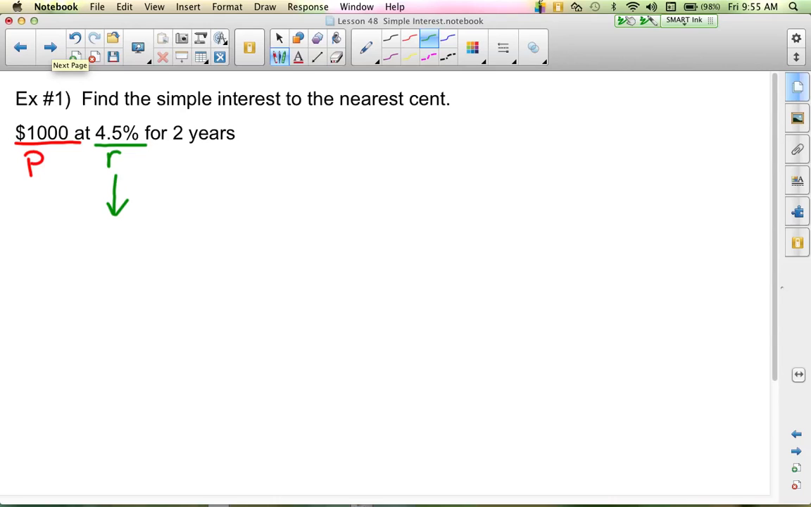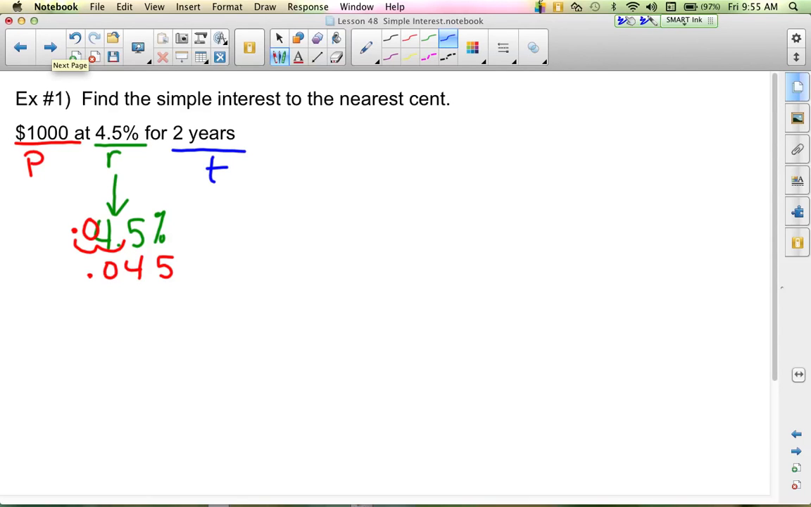So if you think back to lesson 45 that you did previously, to change a percent into a decimal, we start with 4.5%. To change that from a percent into a decimal, we have to move the decimal point to the left 2 spaces. So when I do that, that's going to put a 0 in front of the 4, so it becomes 0.045. Okay, and then last, we have our time. We're going to leave it in there for 2 years.